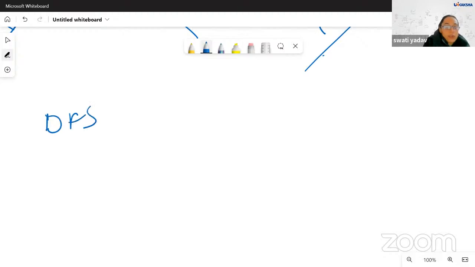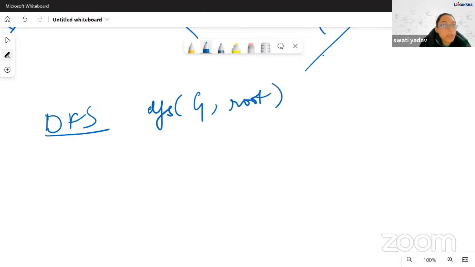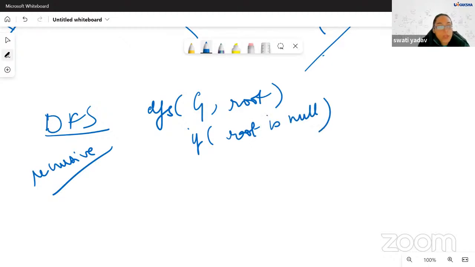Now in DFS, or depth first search, what do we do? Again, we implement it with the help of a function. It's simple, not much. So you create a DFS function. There will be a graph and again a root node, a start node, whatever you want to say. Because it's a recursive algorithm, you need to have a base case. The base case is to stop the recursion. So you check if the root is null. If the root is null, then simply return, do nothing.